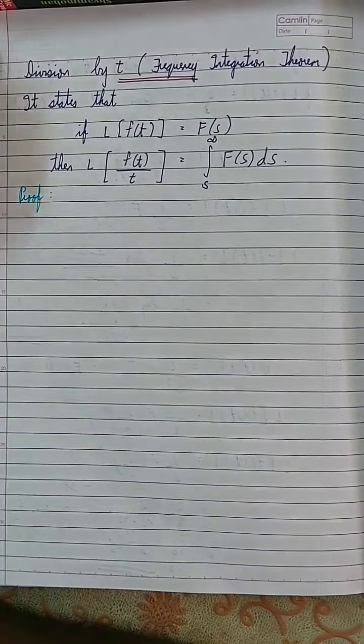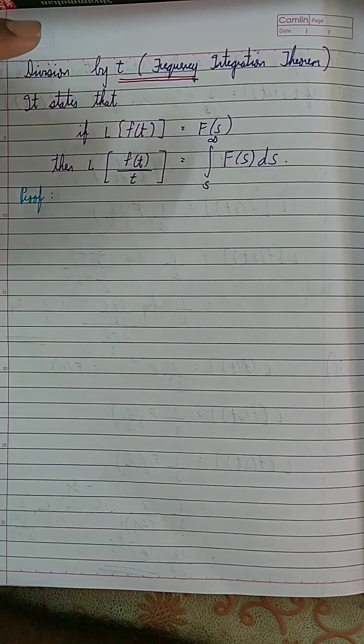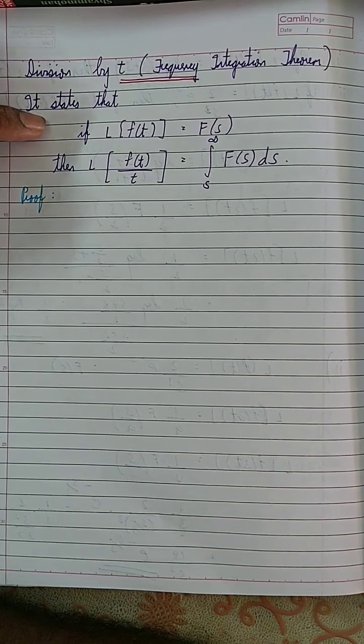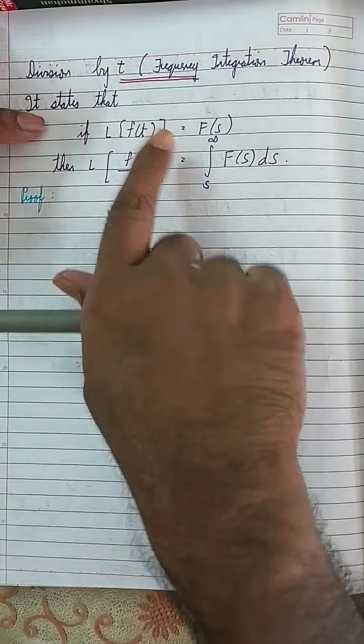Now the next property is the division by t, or also called the frequency integration theorem. Okay, so this property you use anytime your function is being divided by time t, just like your multiplication by t property. Multiplication by t property you use anytime your function is being multiplied by time t. Same way over here, this property is used anytime your function is being divided by time t.